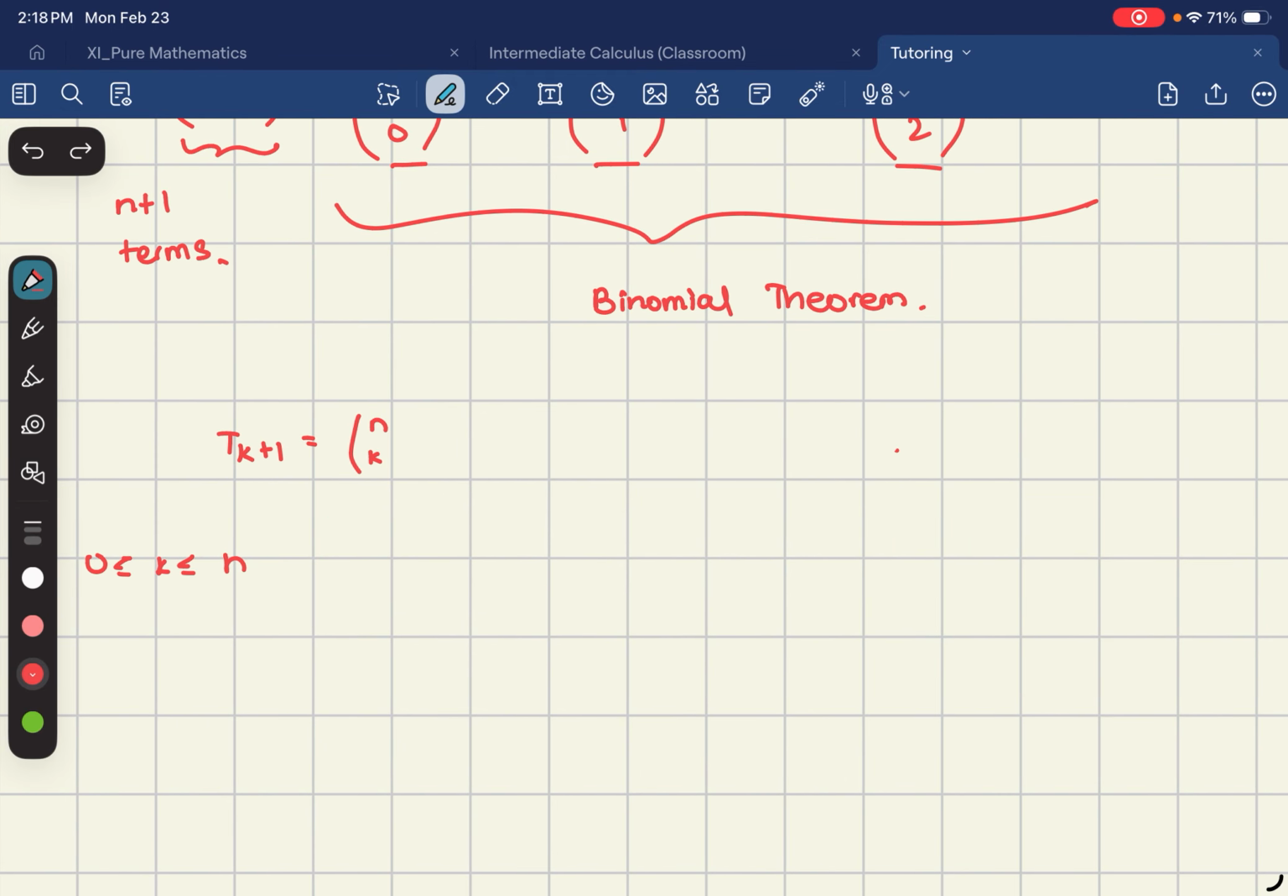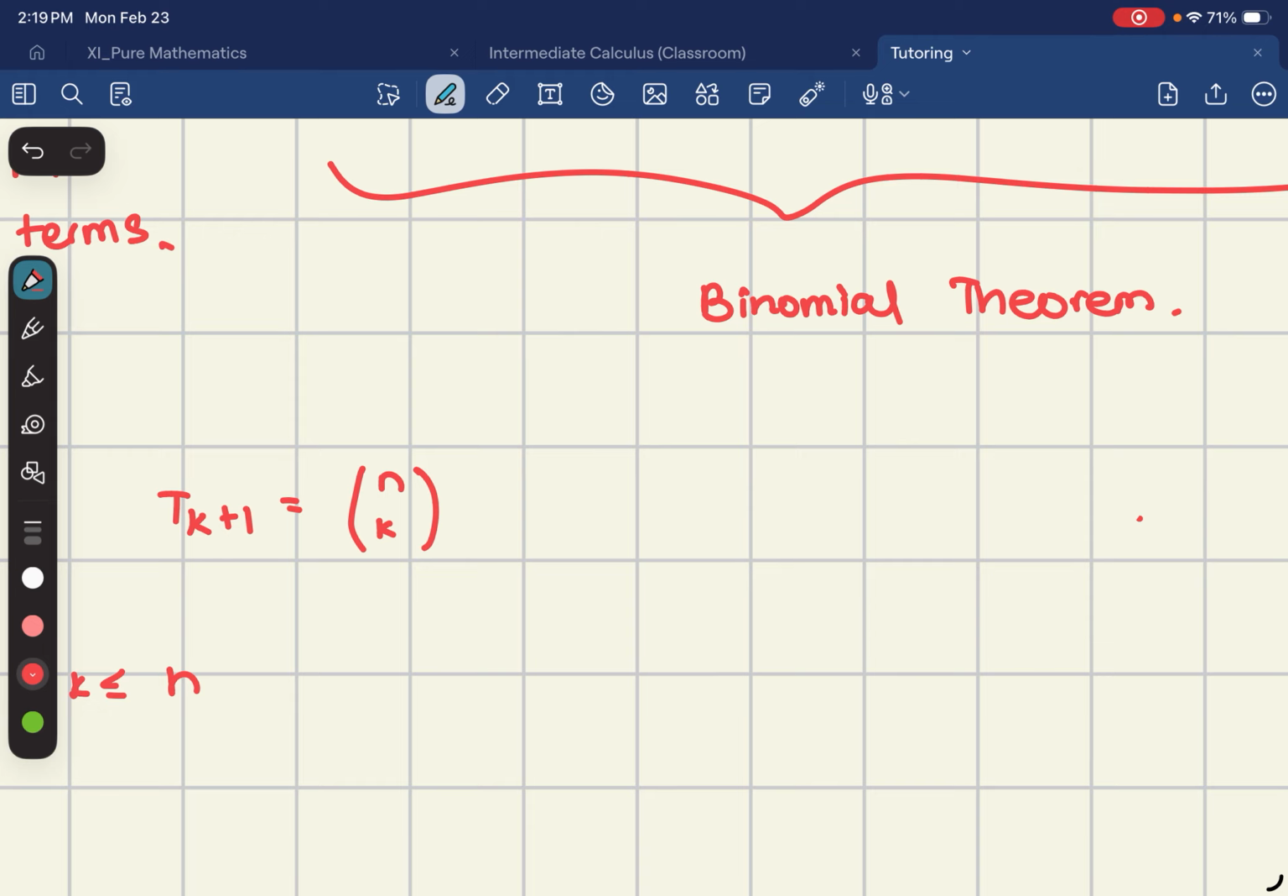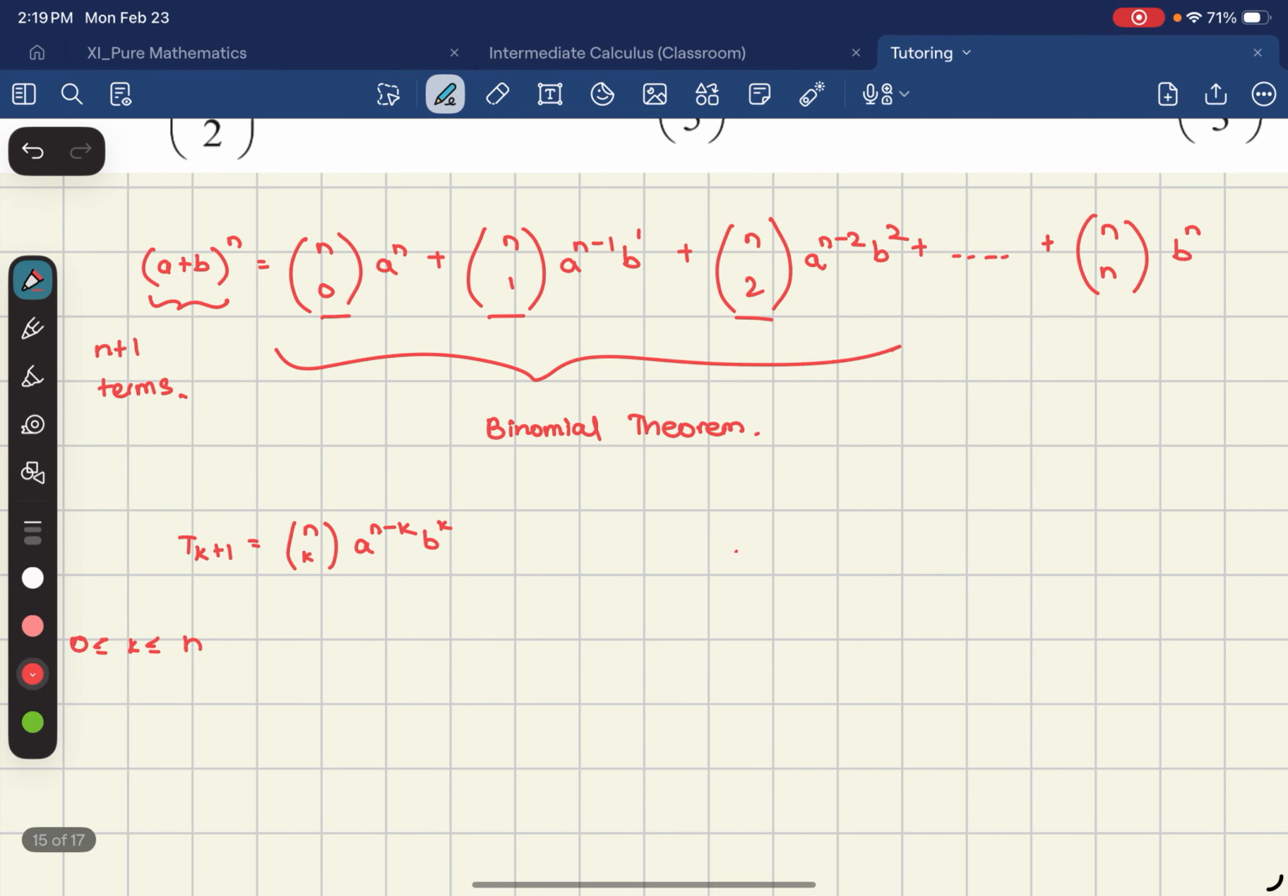So I will substitute, so my k is going to range from 0 to n. So the k plus 1th term is n choose k, and then we have a to the power n minus k and b to the power k. And this is similar to what we have done before. You want to remember this formula. This is very, very important.